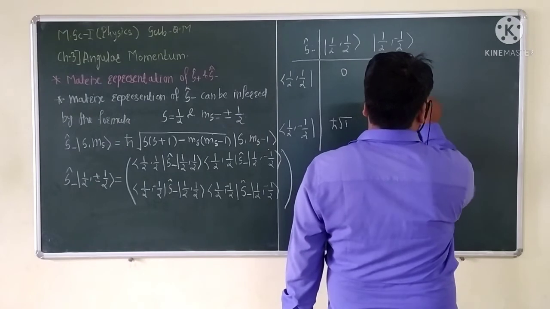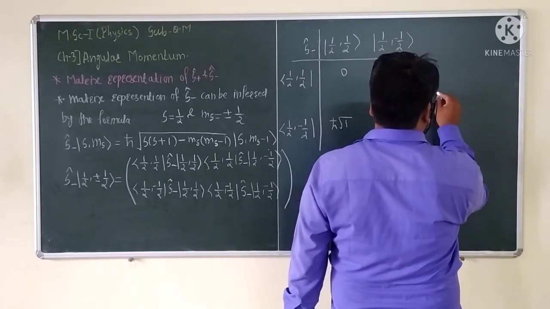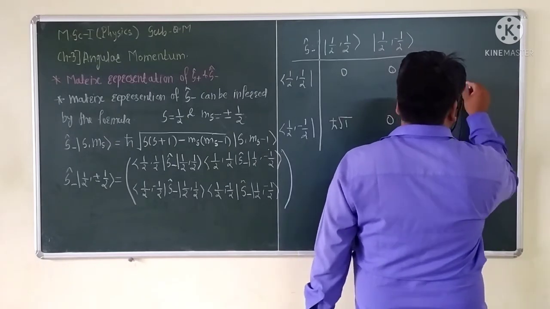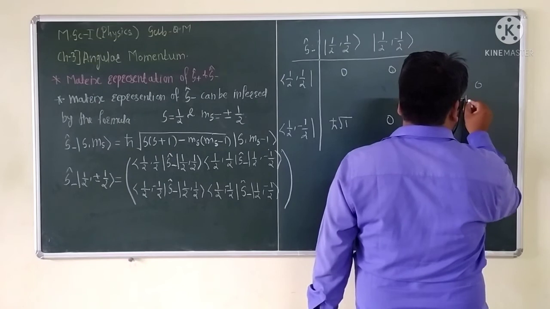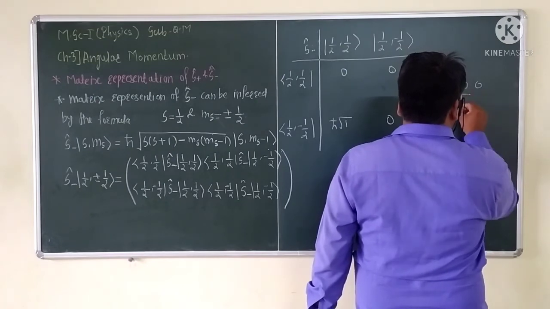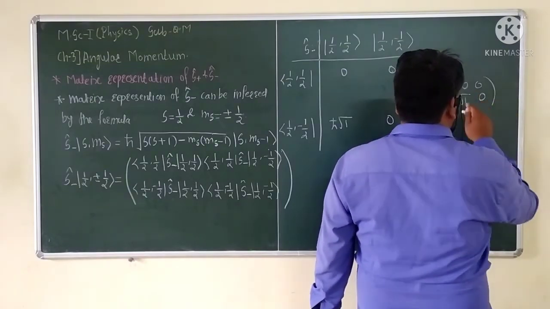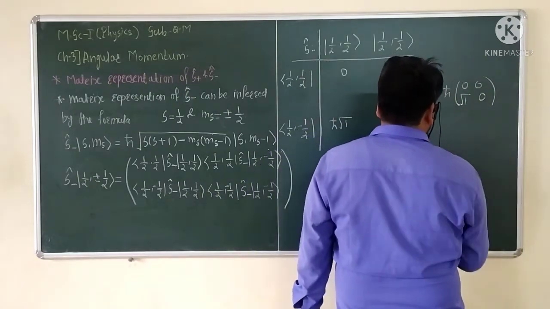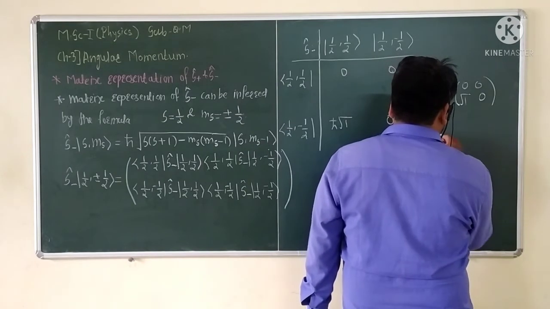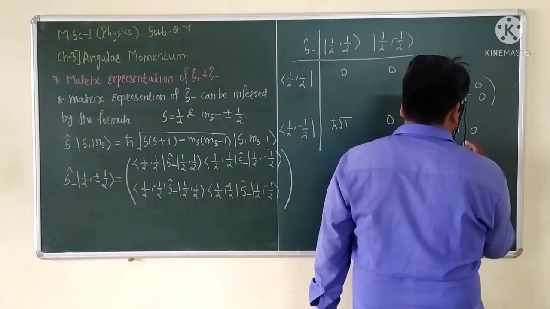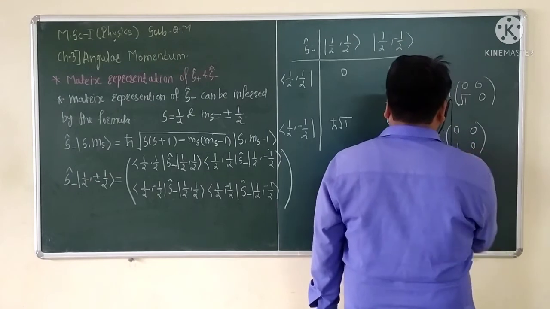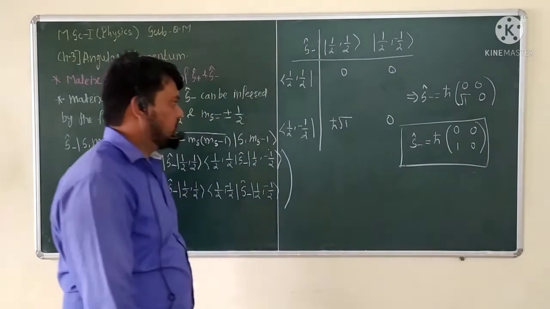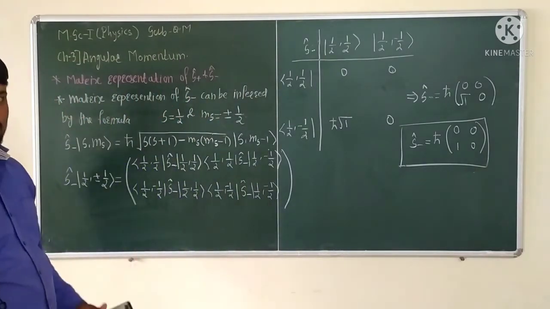So the final calculation of this S minus cap operator, with h cross taken outside, gives the matrix representation h cross into 0 0, root of 1 0, and the final S minus cap value is h cross into 0 0, 1 0. Okay, so this is the matrix representation of the S minus cap operator.